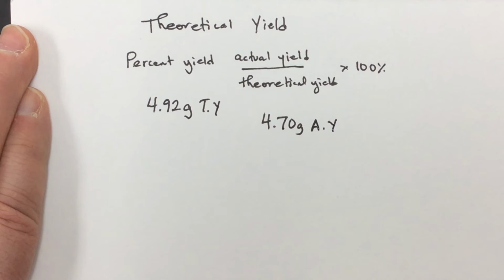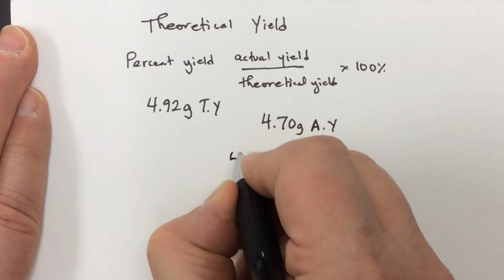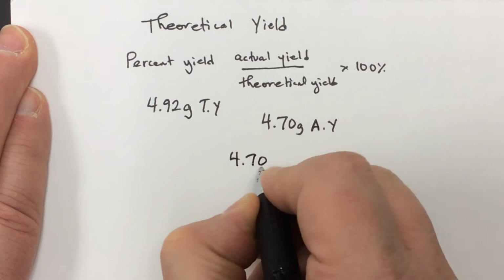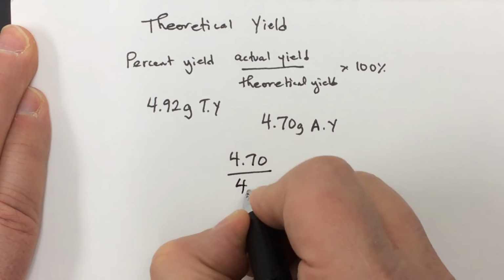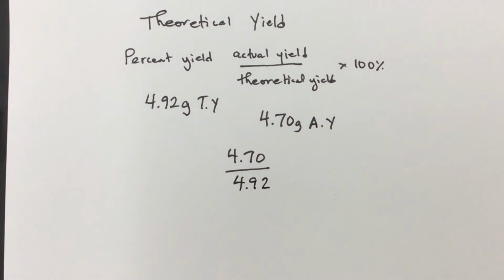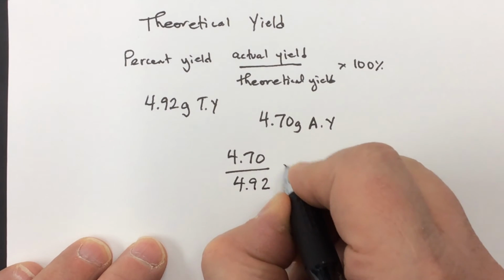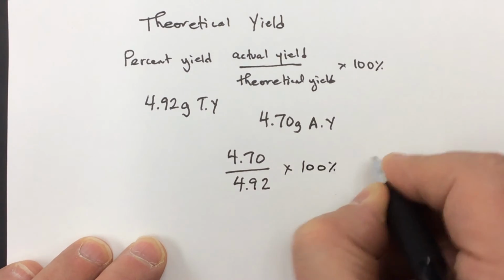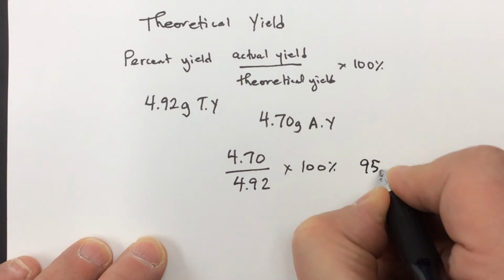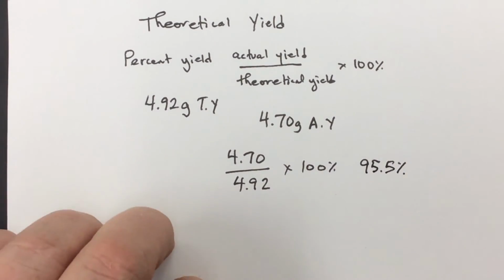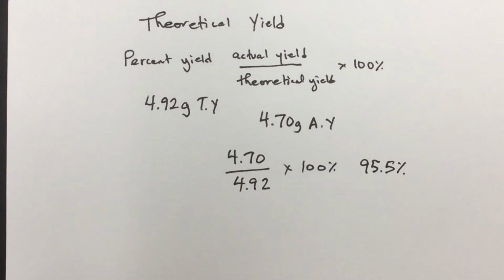So to find the percent yield, you're going to do a division problem. You're going to say 4.70 over 4.92. Okay. Times 100%. So this is going to be 0.955, times 100%, which gives you 95.5% yield. Okay, so that means of all the potential product that you had, you got 95% of it.